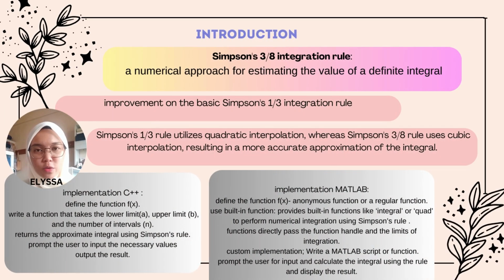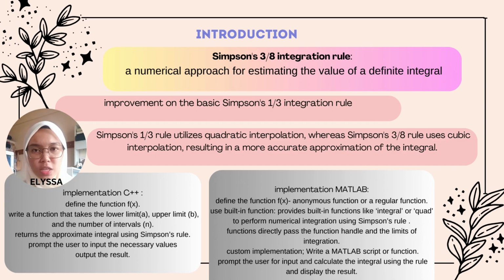Simpson's 3/8 integration rule is a numerical approach for estimating the value of a definite integral. This rule is an improvement on the basic Simpson's 1/3 integration rule. There is a difference between the 1/3 and 3/8 integration rules. Basically, the 1/3 rule utilizes quadratic interpolation, whereas Simpson's 3/8 rule uses cubic interpolation, resulting in a more accurate approximation of the case. We use Simpson's 3/8 integration rule for both C++ and MATLAB.